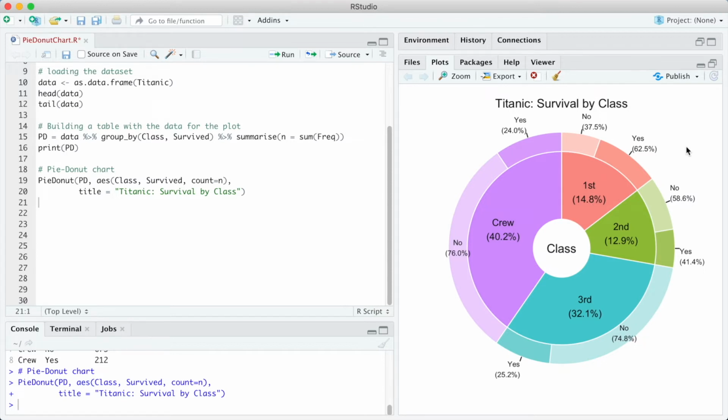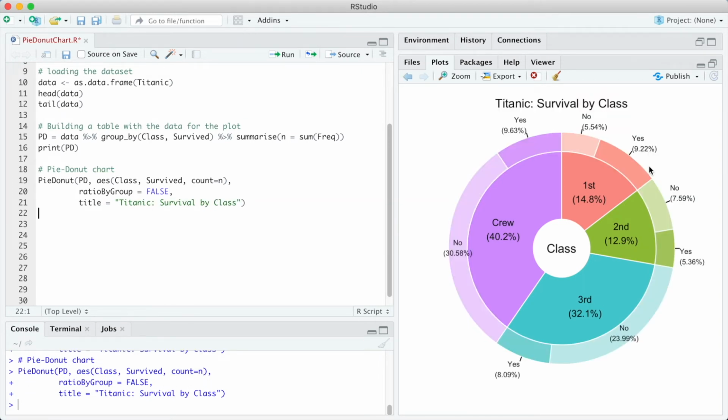In this chart, the percentages of people who survived are presented in relation to the class. Another way to show the data is with the proportions of survived regarding the total number of passengers. We can do it by adding the argument ratio by group equal false. Now we can see that the number of passengers from the first class that have survived corresponds to 9.22% of the total number of passengers aboard.